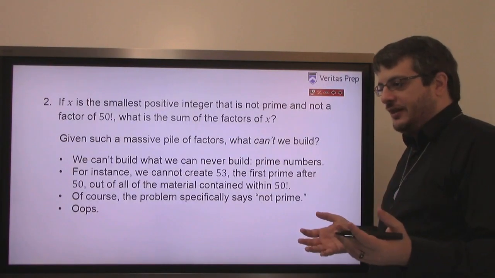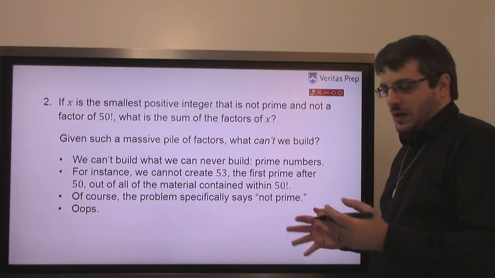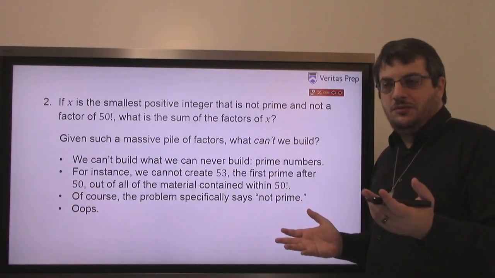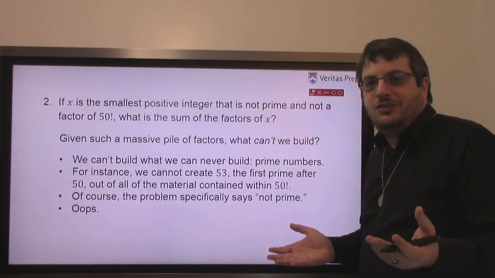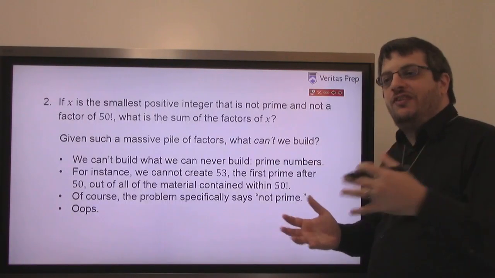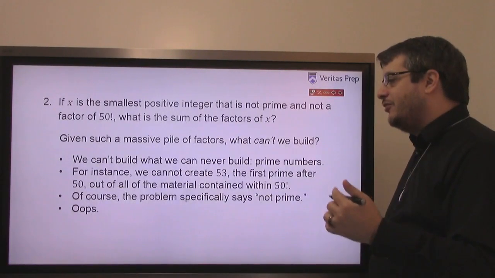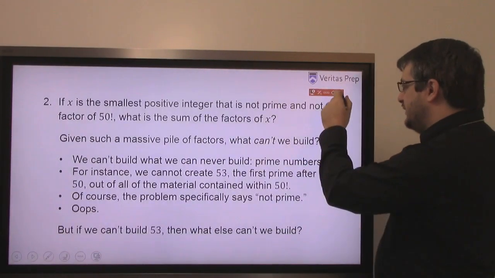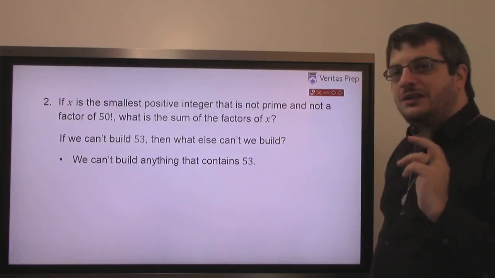Can you build 53 times 2? Well, I don't have a 53. Well, you got lots of 2s. Yeah, but I don't have a 53. I don't have the ability to put a 53 and a 2 together if I don't have the 53. And that's actually the key. Because if I can't build 106, that is going to be the smallest number I can't build.